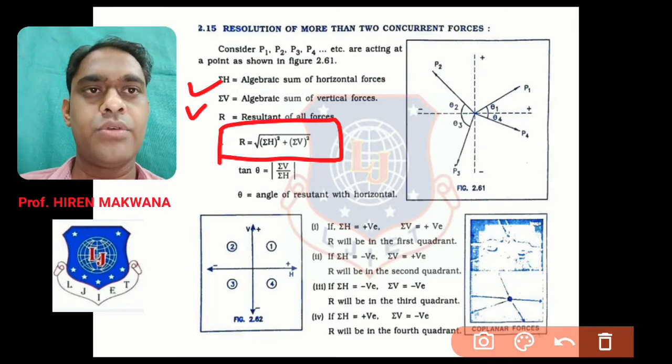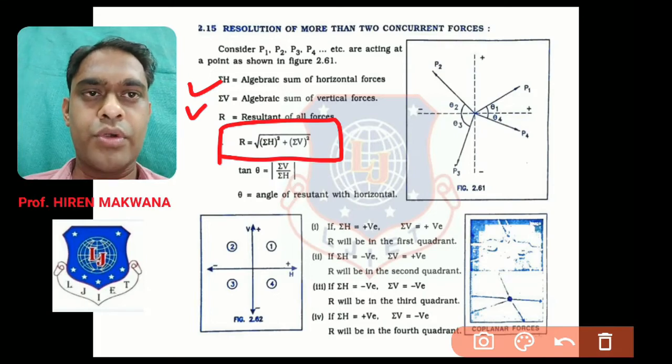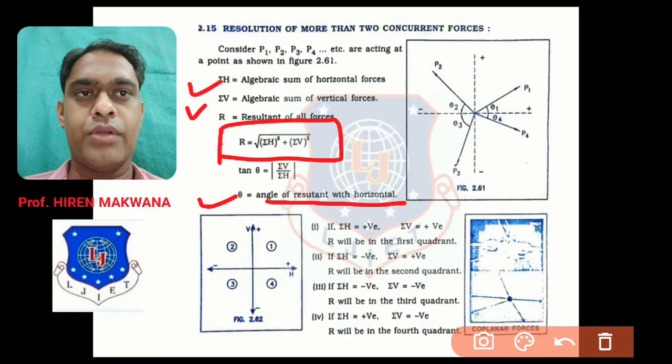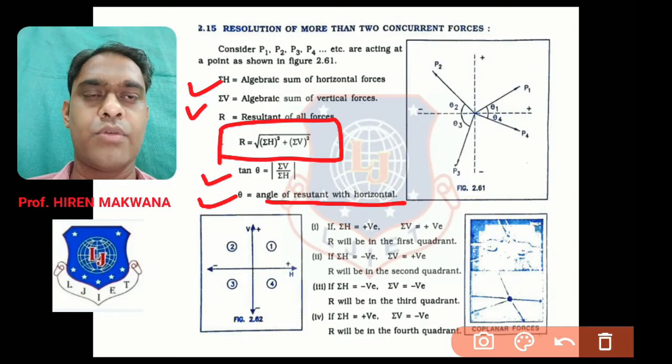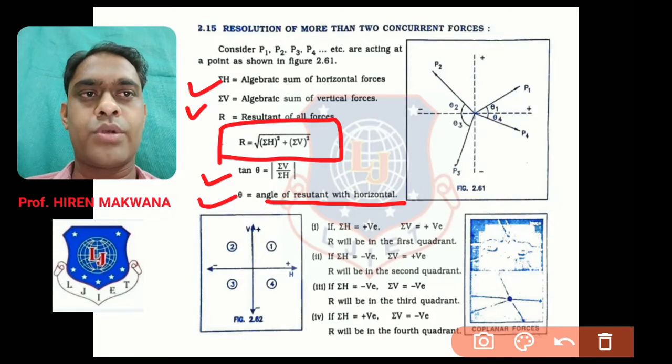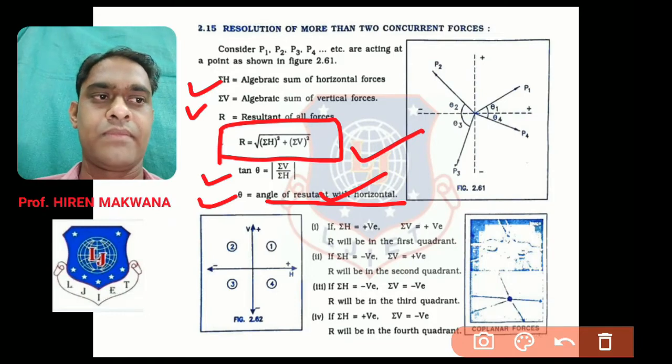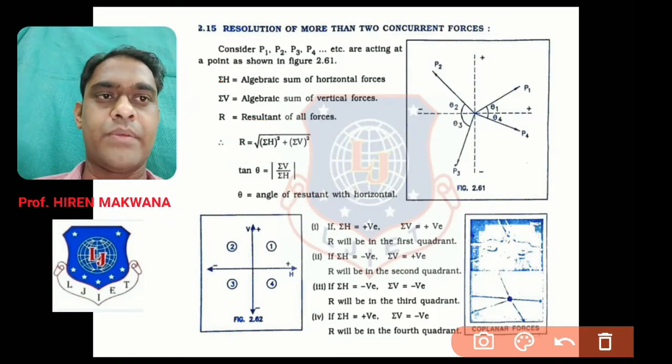So replace the value and you will find R equal to under root of sigma h square plus sigma v square. Also you have to find theta, means angle of resultant with horizontal. The formula for that is tan theta is equal to mode of sigma v upon sigma h. So you have to calculate two main things. First one is resultant and second one is theta. Okay, so this is the very simple method.